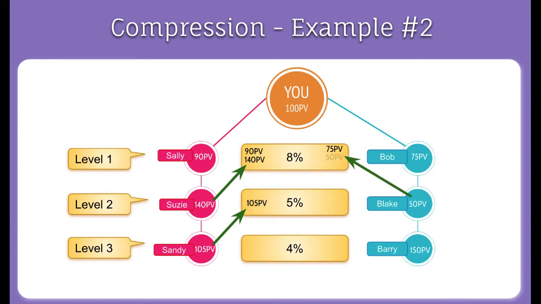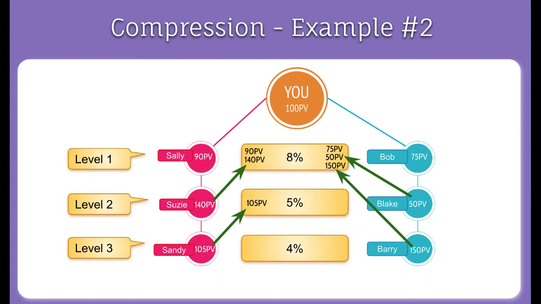So Blake's 50 PV will compress up to your level 1. Now let's look at what happens to Barry's PV. Because Blake failed to make a 100 PV order, Barry's PV will compress all the way up to your level 1. So you'll be earning 8% on Barry's 150 PV.